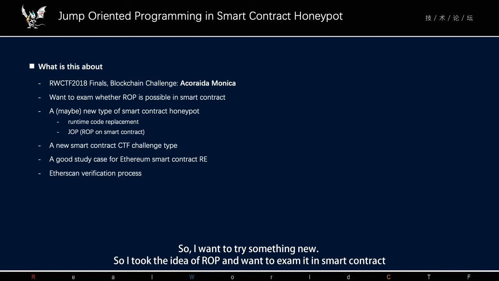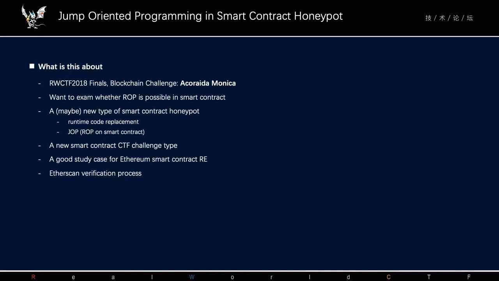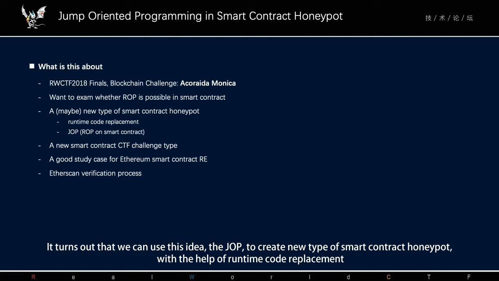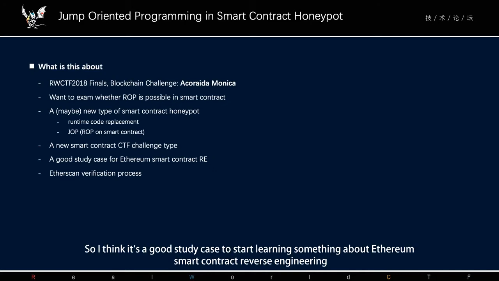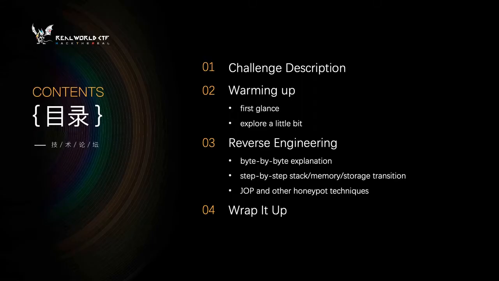So I took the idea of ROP and wanted to examine it in smart contracts. It turns out that we can use this idea, JOP, to create a new type of smart contract honeypot with the help of runtime code replacement. It also provides ideas for later blockchain CTF challenges. So I think it's a good starting case to start learning something about Ethereum smart contract reverse engineering.